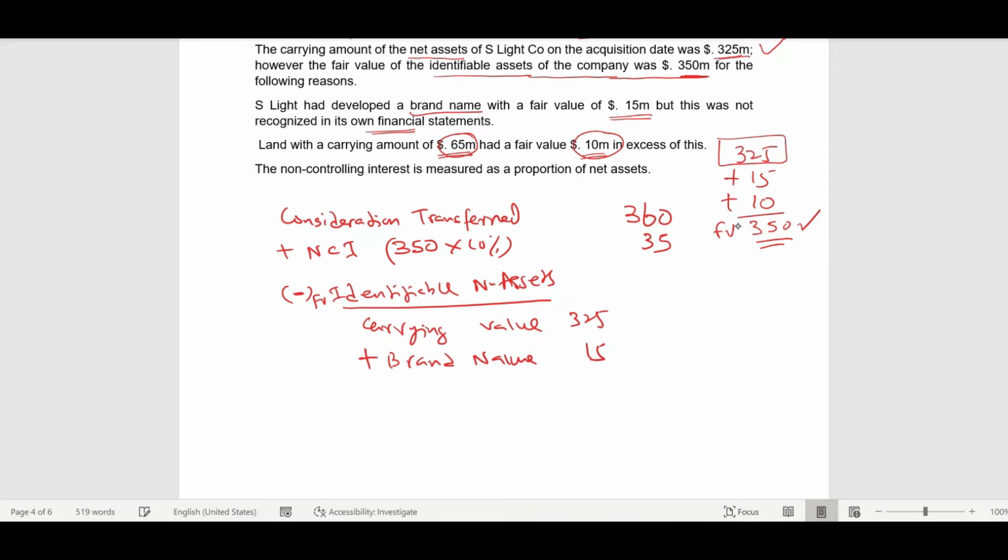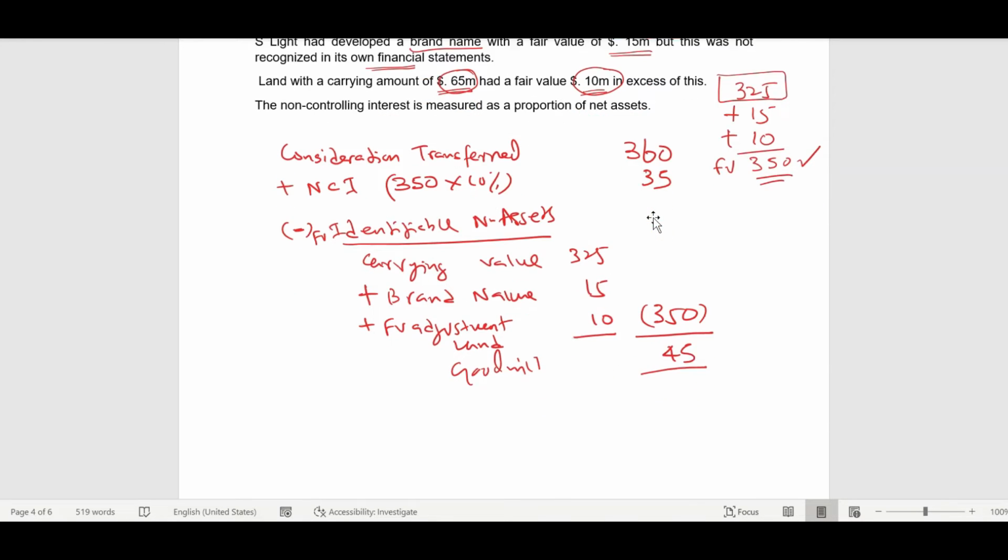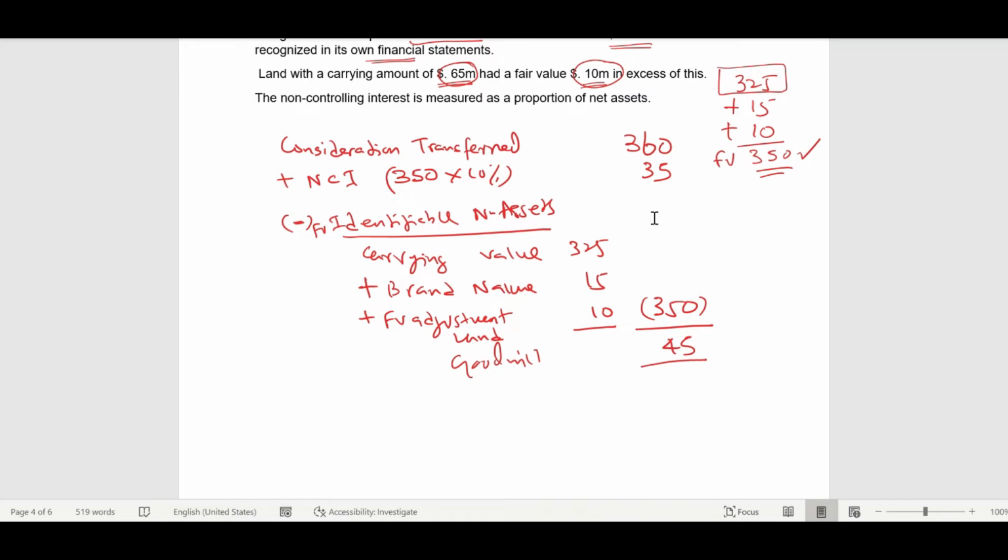The brand name increase was 15 million and the fair value adjustment on land was 10 million. So thereby the fair value of the net assets will be 350. So 360 plus 35, 395 minus 350 will be 45. That will be the goodwill. So this is the answer for question number 4.